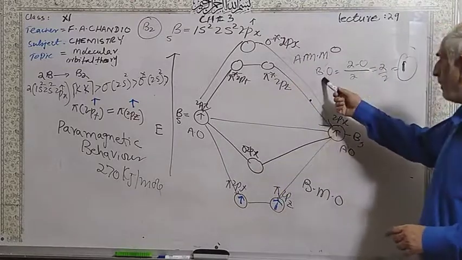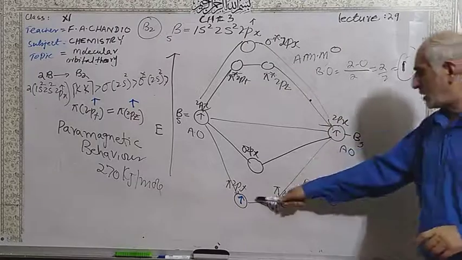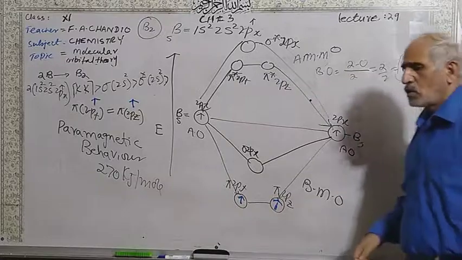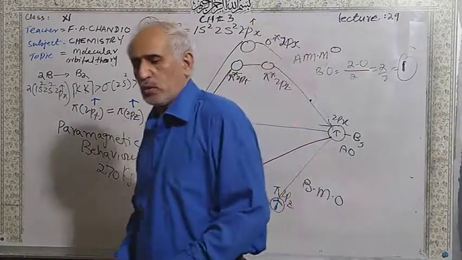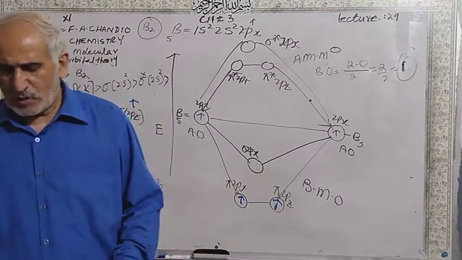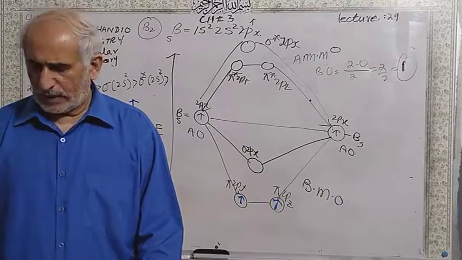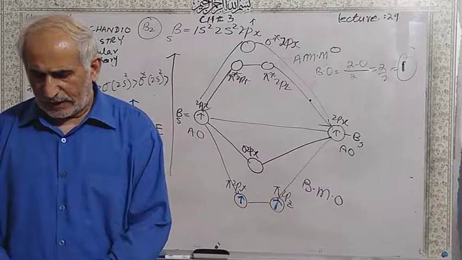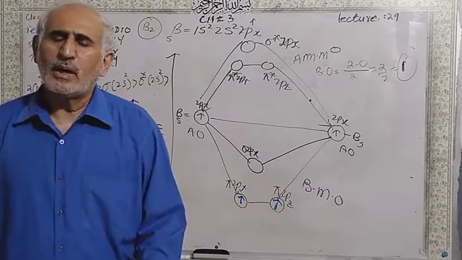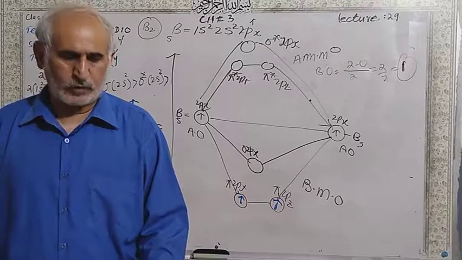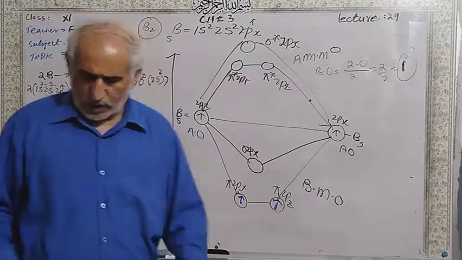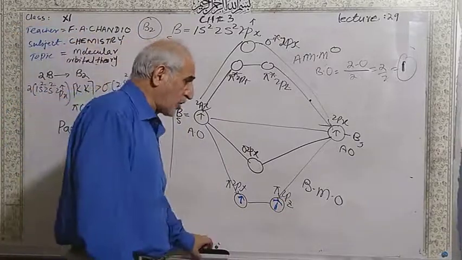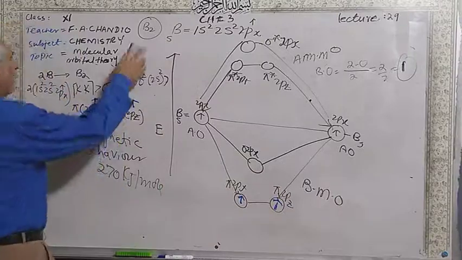Bond order: 6 bonding electrons minus 4 anti-bonding electrons, that is 2, divided by 2, you will get 1. So one bond can be formed in the boron molecule. So this is, students, how the boron molecule is going to be formed. Draw it very accurately, and then put it in your book. Very important. Now I am going to explain another molecule of paramagnetic nature, the oxygen. This was for boron.